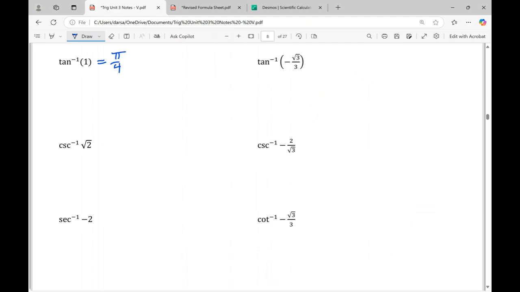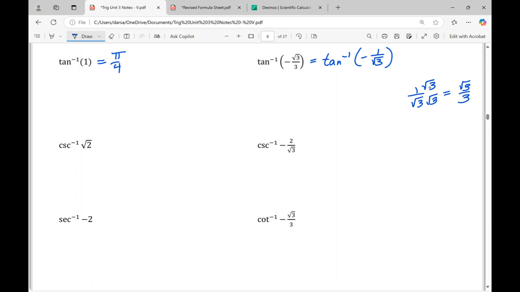What about tangent inverse of negative square root of 3 over 3? Now, this one's a little trickier. The first thing you might want to look at is that the square root is on the top, but we have a 3 on the bottom. Well, can you sort of undo the rationalizing here and recognize that this came from negative 1 over square root of 3? Because if I take 1 over square root of 3 and I rationalize that by multiplying the top and the bottom by a square root of 3, I get square root of 3 over 3.